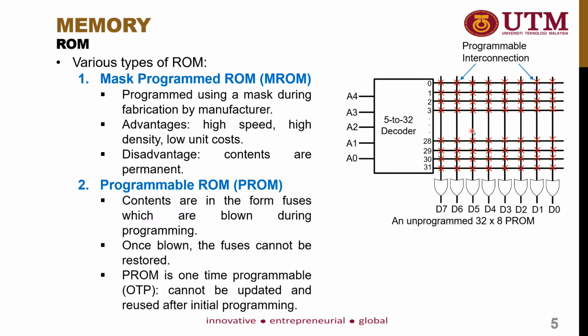In order for you to program a PROM, you need to use a fusible link. In order to store the value of 0, a current will be exerted and your link will be burned. And if you want to store the value of 1 inside your ROM, the fusible link will be left intact as it is.